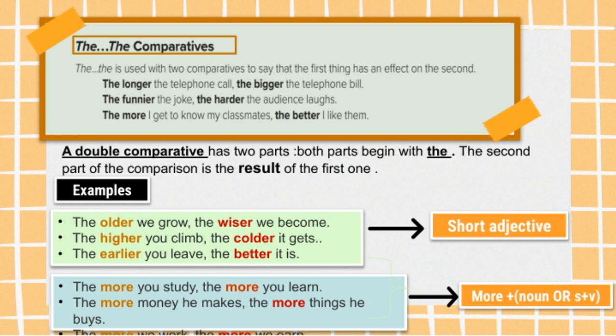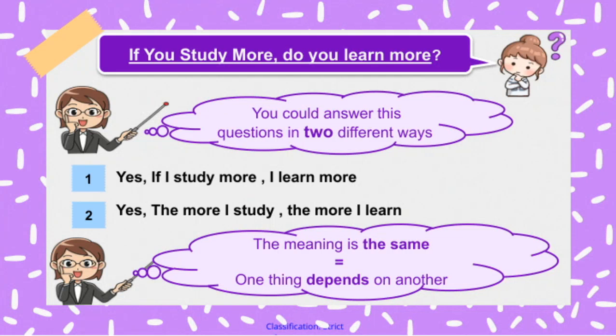When we look at this slide, what we're really emphasizing is the idea that the meaning is the same across different expressions. For example, when we say, one thing depends on another, we're highlighting a fundamental concept of dependence or relationship. It's about understanding how things are interconnected. Then we see this statement. Yes, the more I study, the more I learn. This is a way of expressing that increasing effort in studying directly correlates with gaining more knowledge. Similarly, yes, if I study more, I learn more rephrases that idea, showing that the relationship is consistent regardless of how we phrase it.